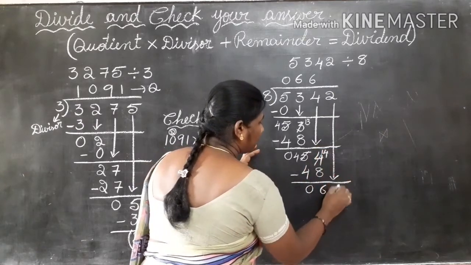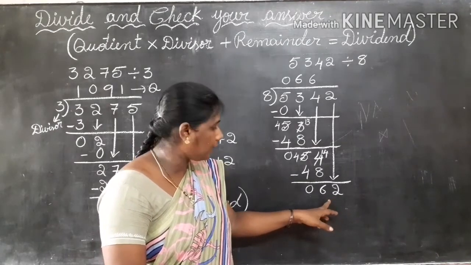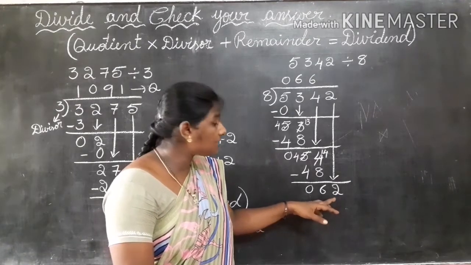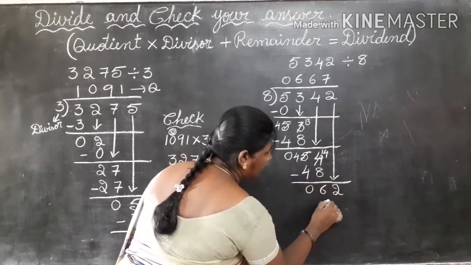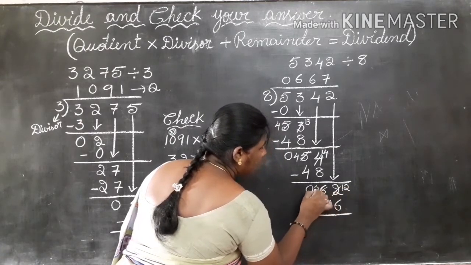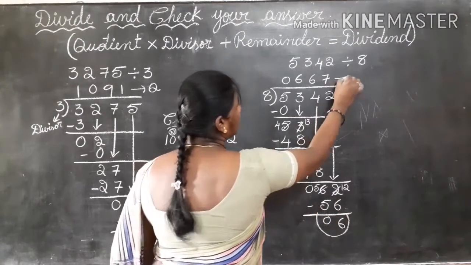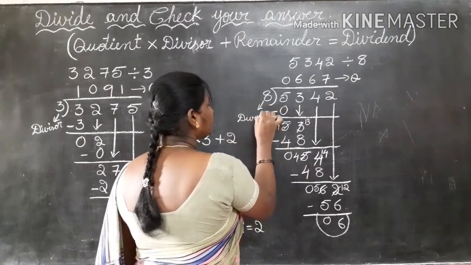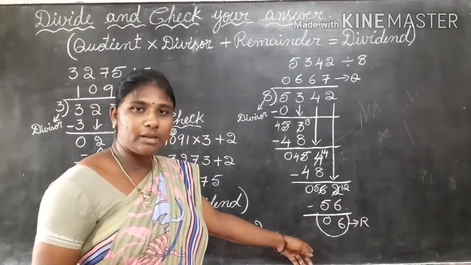Next is 62. 8 ones are 8, 8 twos are 16, 8 threes are 24, 8 fours are 32, 8 fives are 40, 8 sixes are 48, 8 sevens are 56, 8 eights are 64 we are getting. So we have to take here 8 sevens are 56. Here it is borrowed, from here to here it is 12. Here it is 5. 12 minus 6, 6. 5 minus 5, 0. So in this it is quotient, it is divisor, it is remainder.